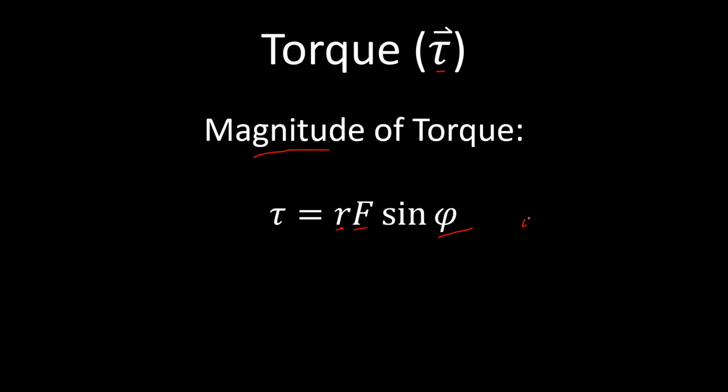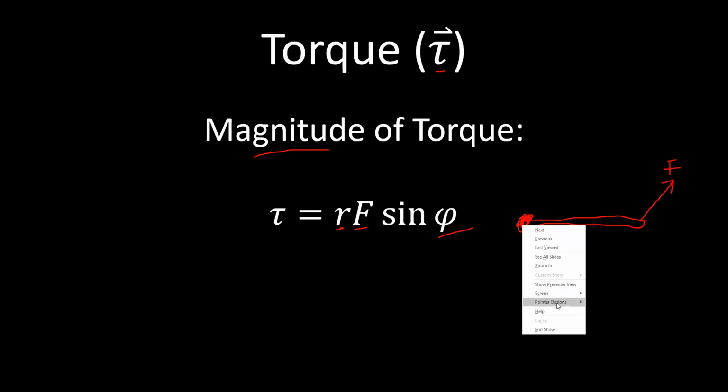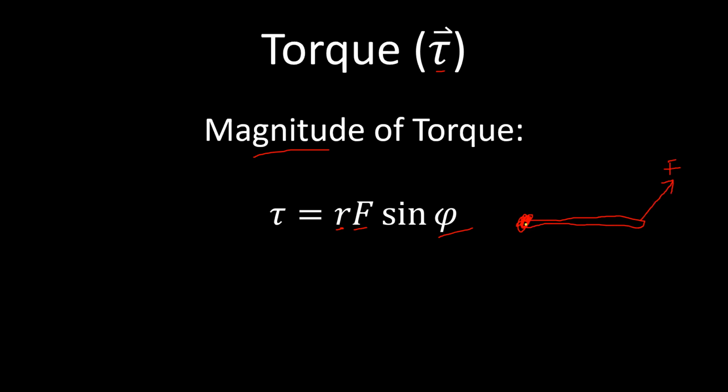So for example, we have this one axis of rotation, this is the door, and you apply a force in this manner. r is actually a vector that starts at the hinge or the axis of rotation and points to where the force is applied.